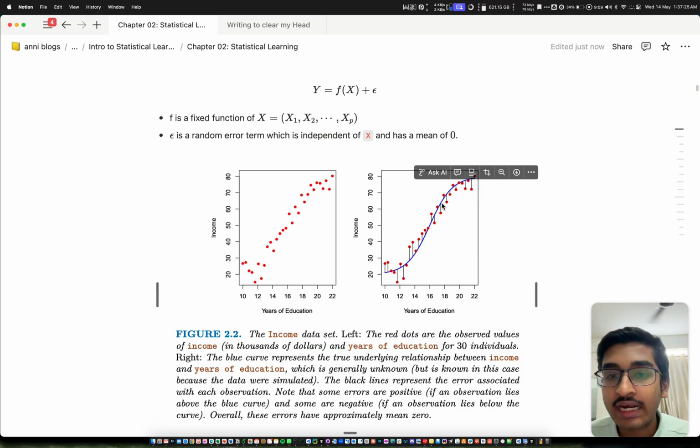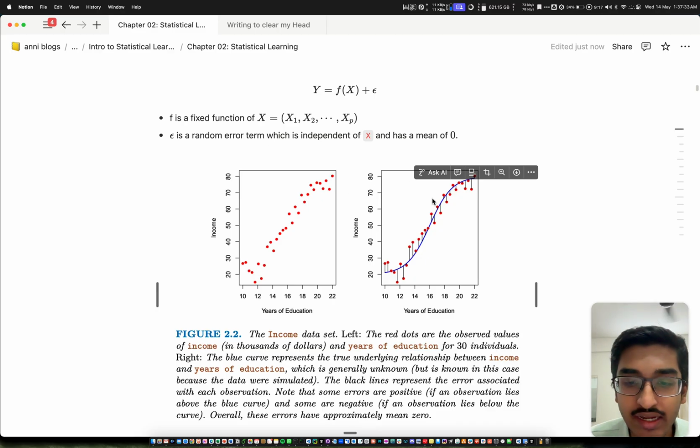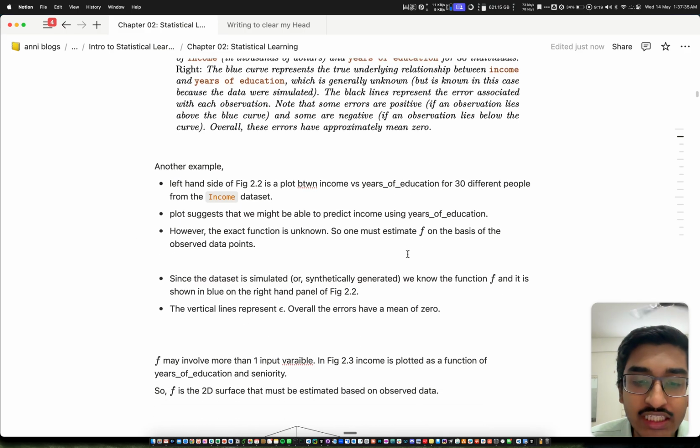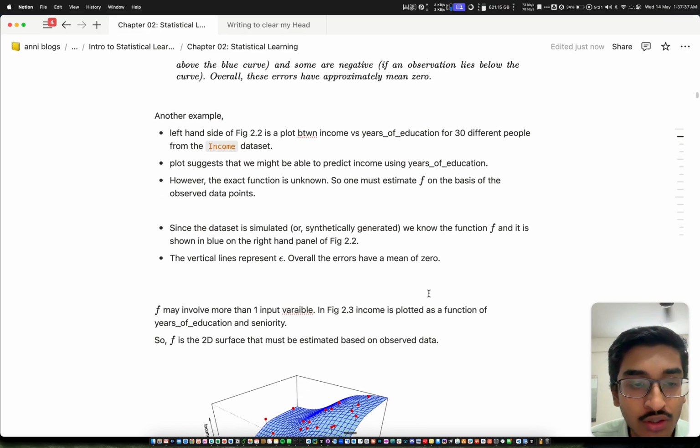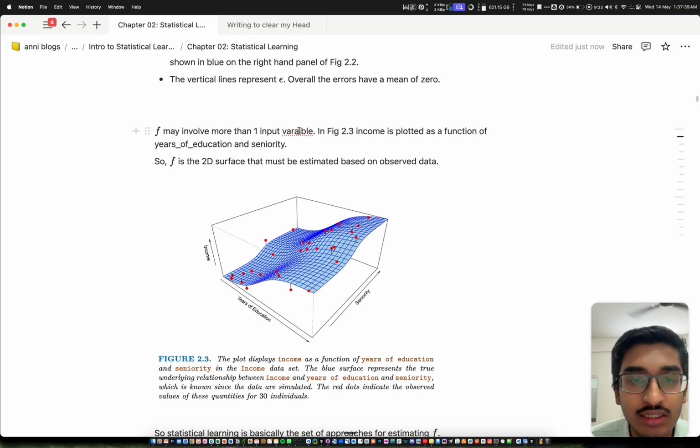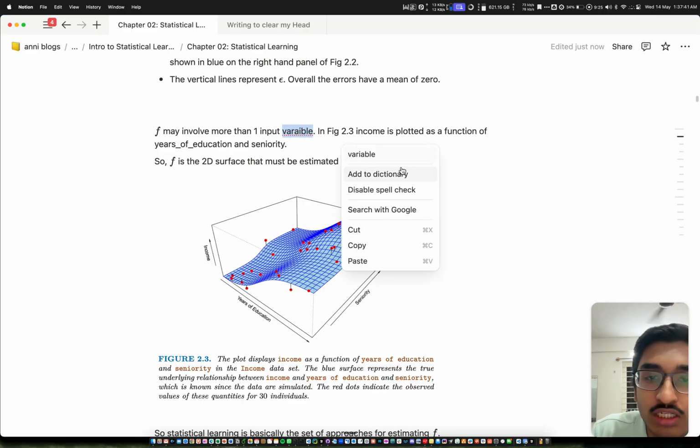However, you can still see some errors between the blue line and the red dots. The blue line is actually the synthetic function that was used to generate this red data, and it's actually the correct function, the blue line. However, there's still some error. That error is epsilon, and it's basically irreducible. You cannot reduce that.